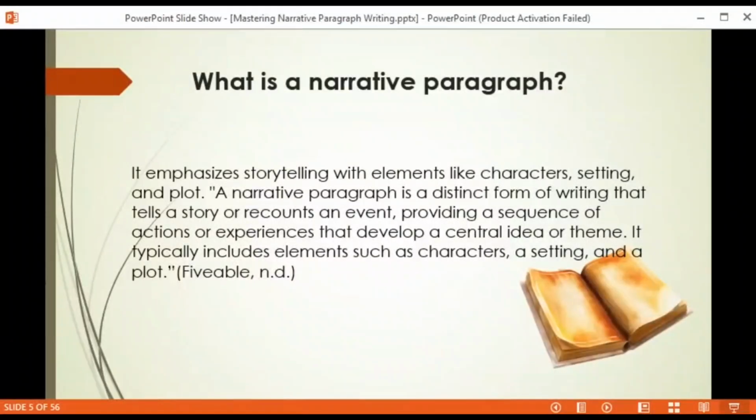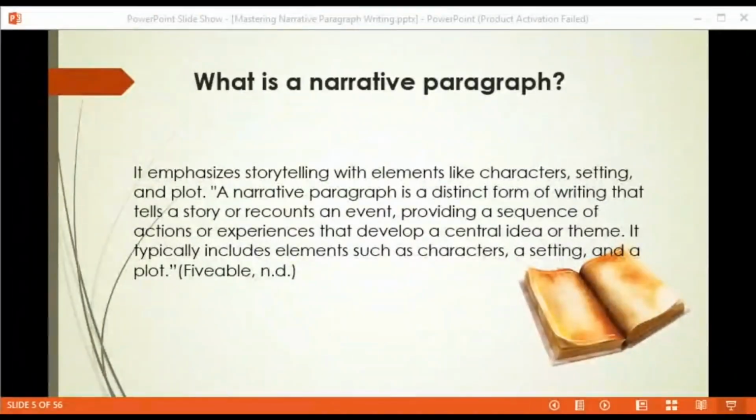It emphasizes storytelling with elements like characters, setting, and plot. A narrative paragraph is a form of writing that tells a story or recounts an event, providing a sequence of actions or experiences that develop a central idea or theme. It typically includes elements such as characters, a setting, and a plot.